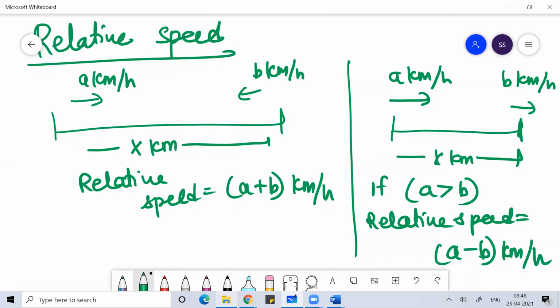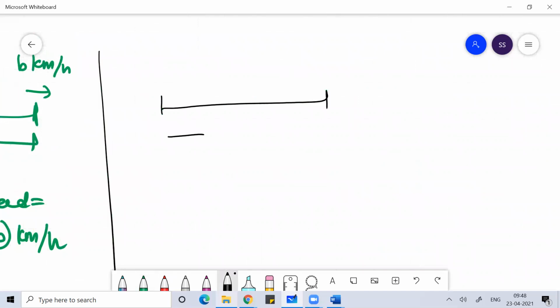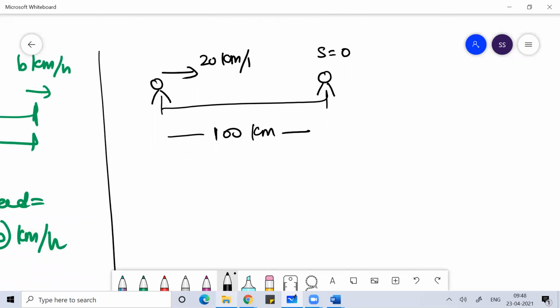So let the distance between two objects be, suppose, 100 kilometers, and one object is moving toward the other object at 20 kilometers per hour. You can see, let the distance between the two objects be 100 kilometers, and suppose this object is stationary here and this object is moving toward it at 20 kilometers per hour. So how much time will it take to reach this point? That would be 5 hours. Okay, you can understand it.